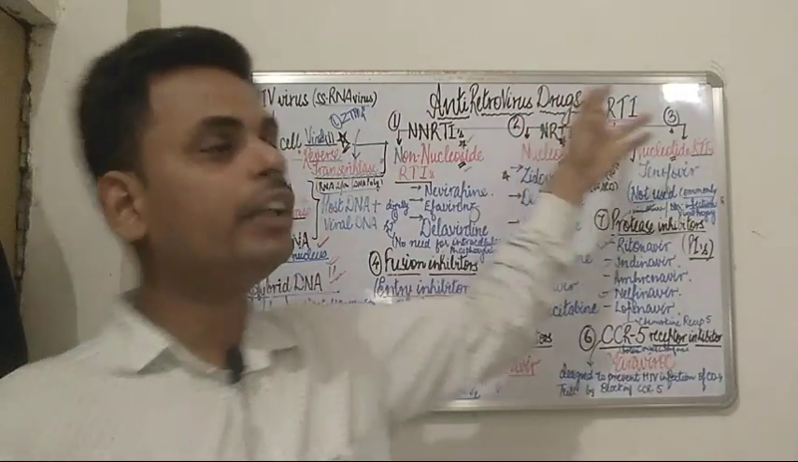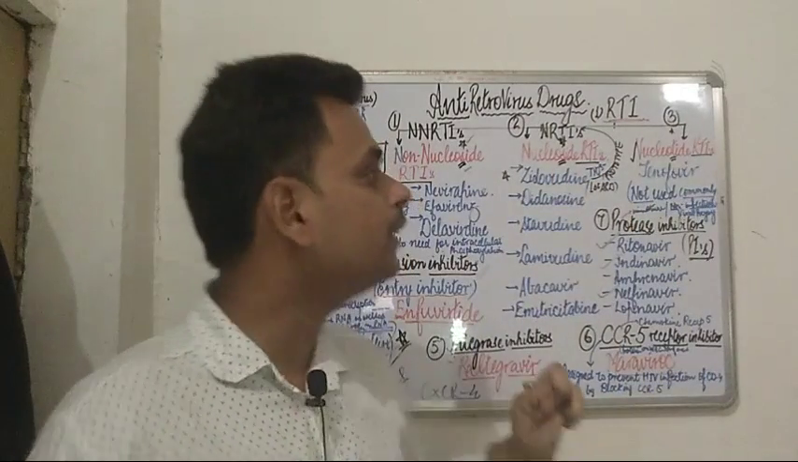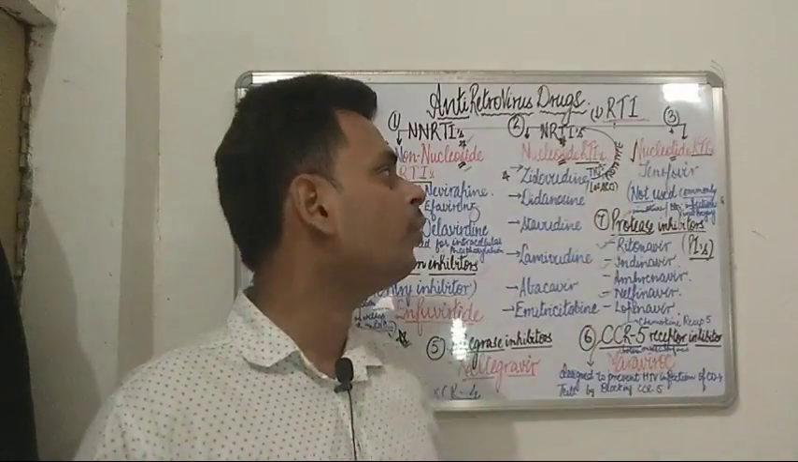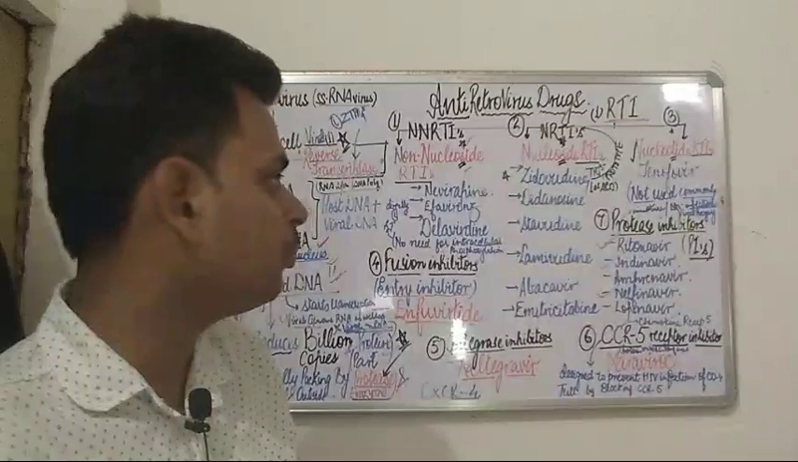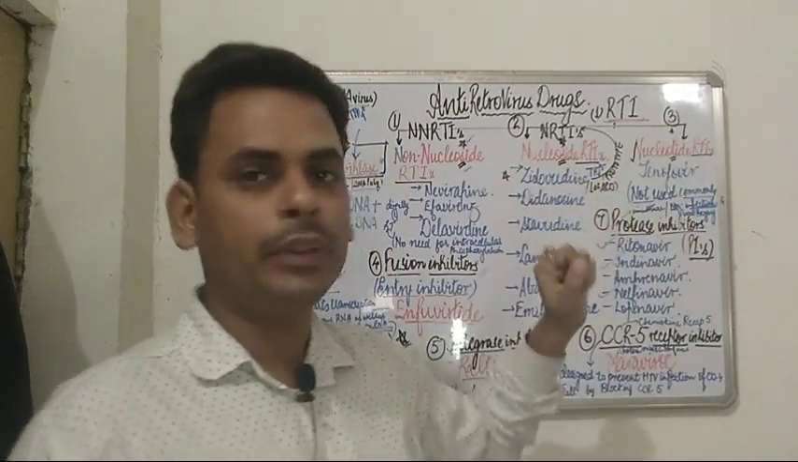The third category of the reverse transcriptase inhibitors is the nucleotide reverse transcriptase inhibitors, and under this category we have a drug known as tenofovir. This is not used so commonly now, so we can exclude this drug.